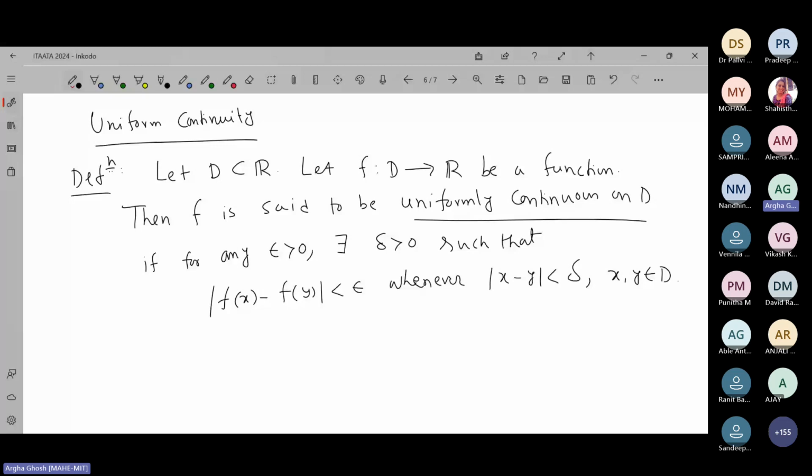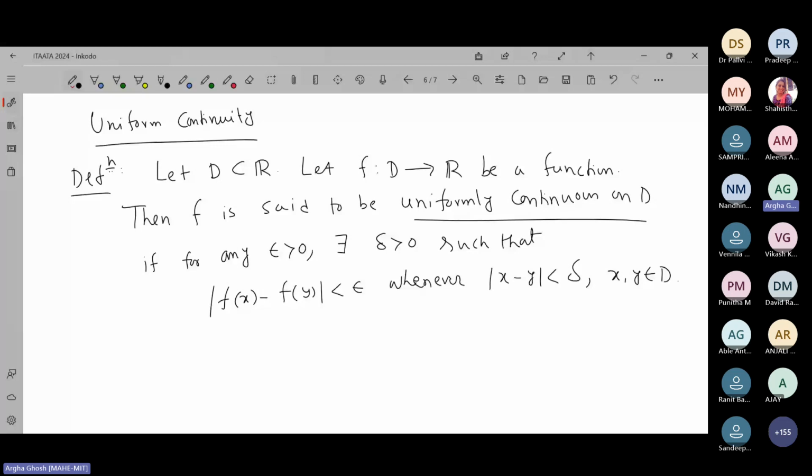Okay. So now we can see that if a function is uniformly continuous, it should be continuous at each point of D. Because take whatever c, this delta will work for each value of c.